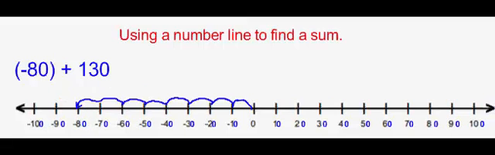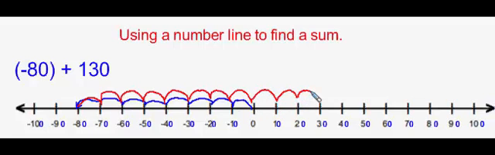Now I need to add on 130. The fact that it's positive 130 means I need to move to the right 130 units, but remember each space is 10 units, so I will count 130 off by tens. 10, 20, 30, 40, 50, 60, 70, 80, 90, 100, 110, 120, 130.